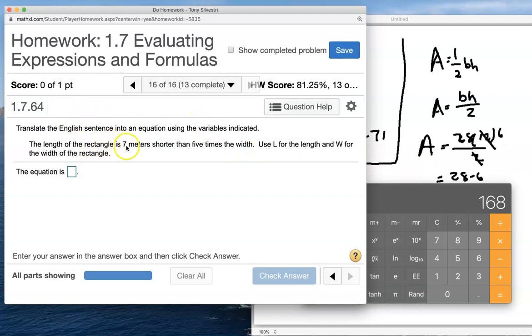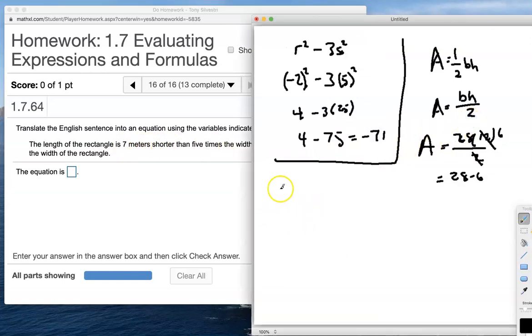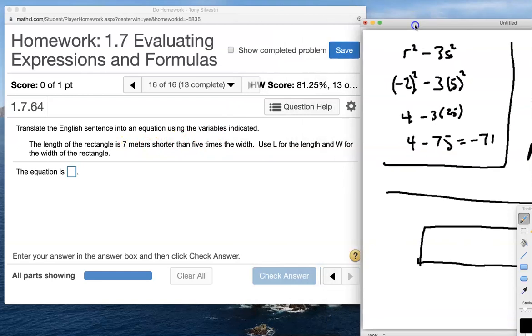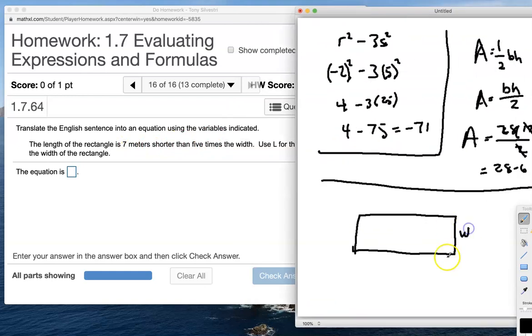The length of a rectangle is 7 meters shorter than 5 times the width. Okay, here, let me separate this. We have a rectangle. The width is W. The length of the rectangle is 7 meters shorter than 5 times the width. So 5 times the width minus 7 is the length.